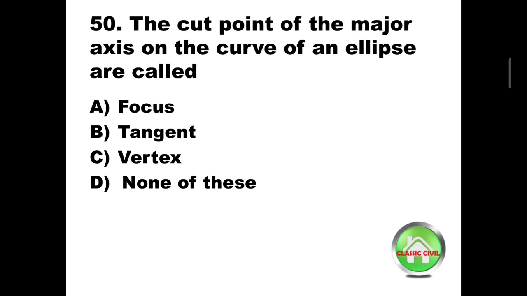Question number 50. The cut point of the major axis on the curve of an ellipse are called option A, focus, option B, tangent. Option C, vertex. Option D, none of these. The cut point of the major axis on the curve of an ellipse are called? Answer is option C, vertex.